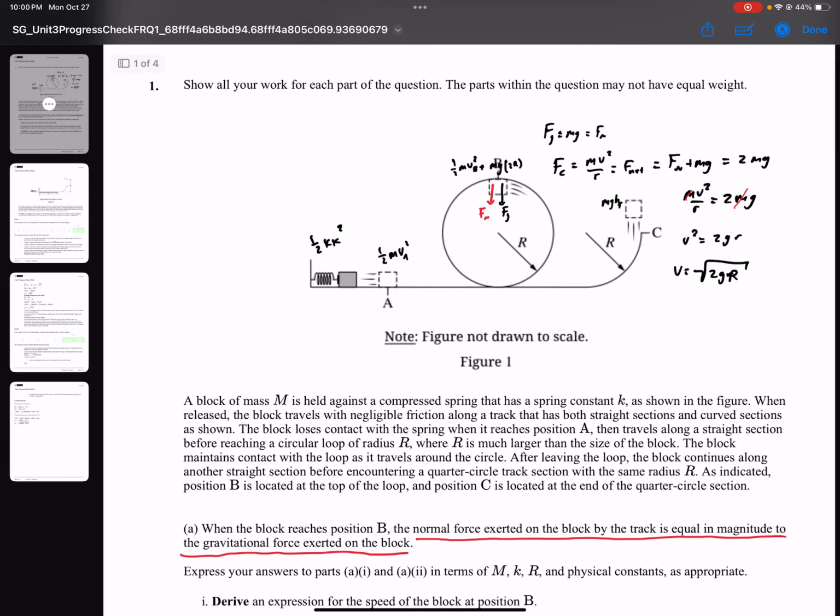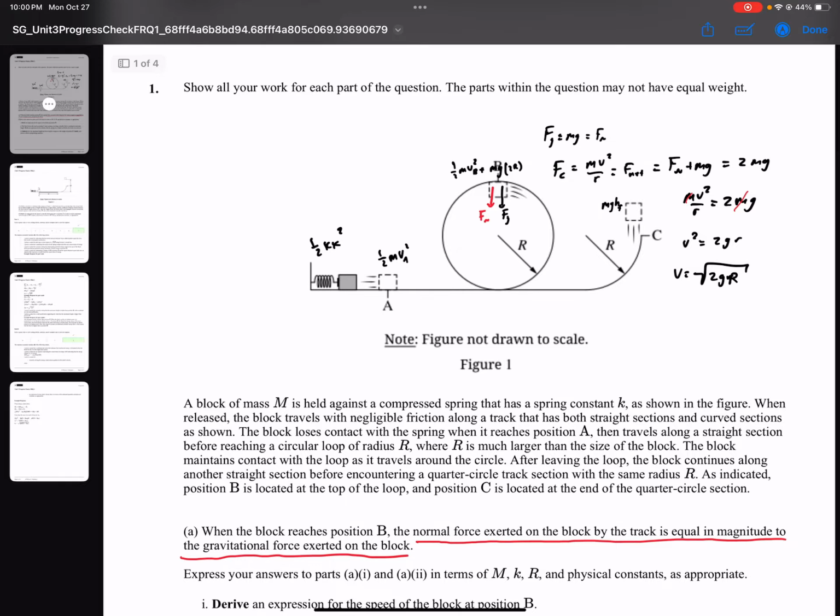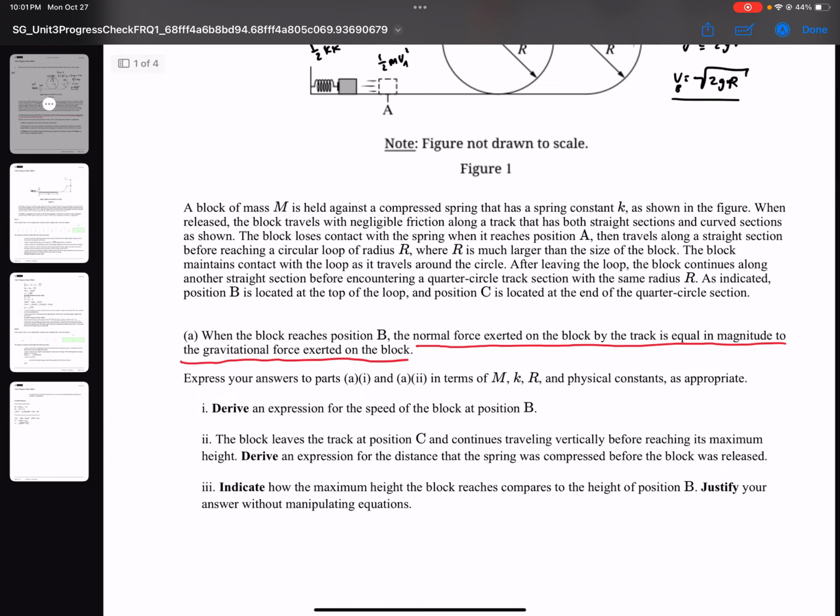So one thing that you can do is use our expression from before. We know the velocity at point B is the square root of 2gr, and the energy is stored initially in the spring, 1/2 kx squared. Then we have the kinetic energy plus potential energy, and that has to equal the final potential energy. So I'm going to write that all out. 1/2 kx squared. What are we trying to find? We're trying to find the distance that the spring was compressed before the block was released.